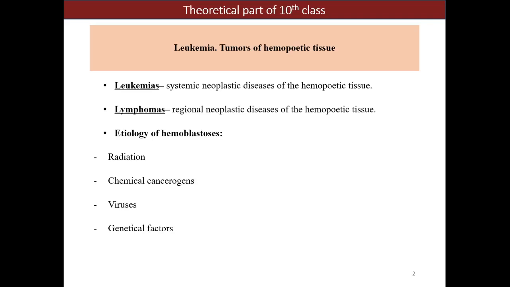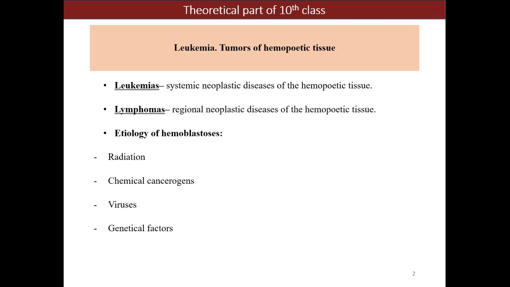Hemoblastosis is a group of diseases which include leukemias and lymphomas. These are tumors of the blood system and tumors of the lymphatic system. So, leukemias are a systemic neoplastic disease of hemopoietic tissue, and lymphomas are a regional neoplastic disease of lymphatic tissue. Please pay attention to the slide. We can see a mistake. In lymphomas it should be lymphatic tissue.